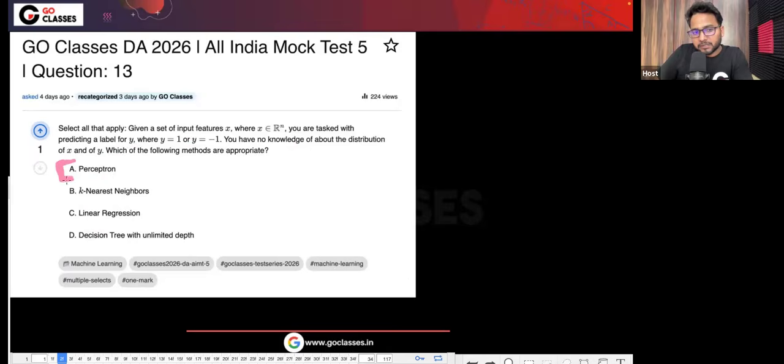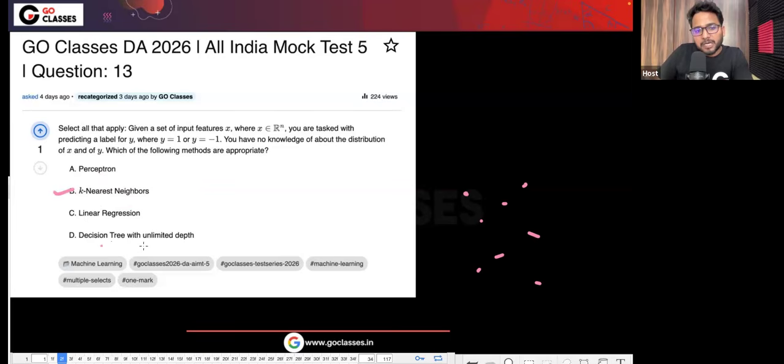Perceptron you can use for regression also, but if you're using the perceptron, it will give you a linear decision boundary. Similarly, for linear regression also, right? So given any distribution, k nearest neighbors is basically one of the unsupervised methods. It could be good if you do not know anything about the distribution. So this could be good.